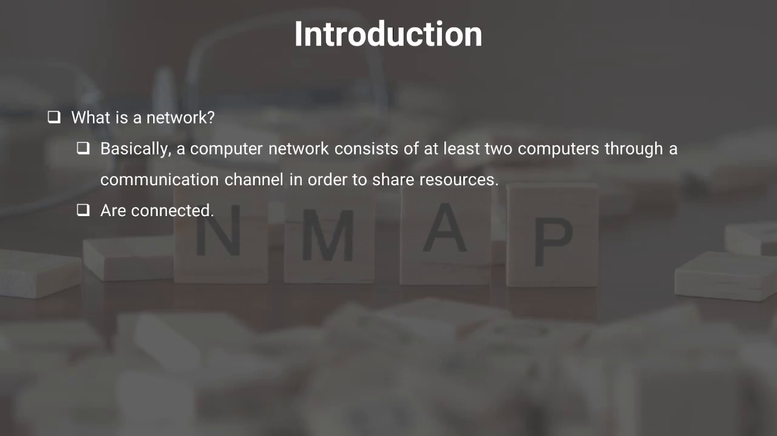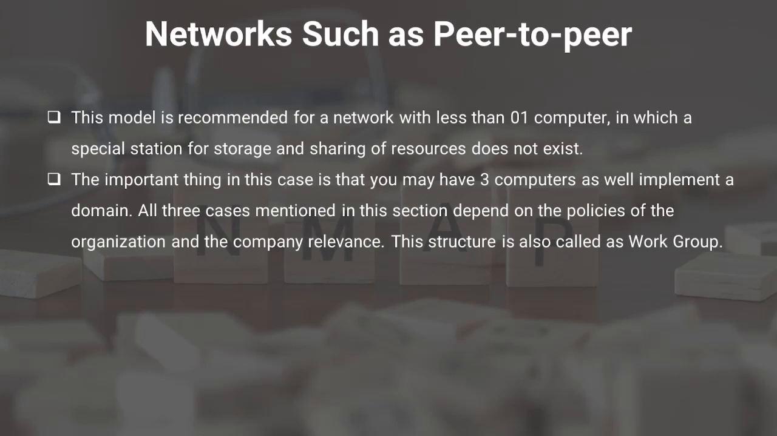First of all, let's see what a network is. Basically, a computer network consists of at least two computers connected through a communication channel in order to share resources together. We call it a network. The first example is networks such as peer-to-peer. This model is recommended for small networks, in which a special station for storage and sharing of the resources does not exist. The important thing in this case is that you may have 3 computers as well in planning a domain. All 3 cases mentioned in this section depend on the policies of the organization and the company. This structure is also called a workgroup.